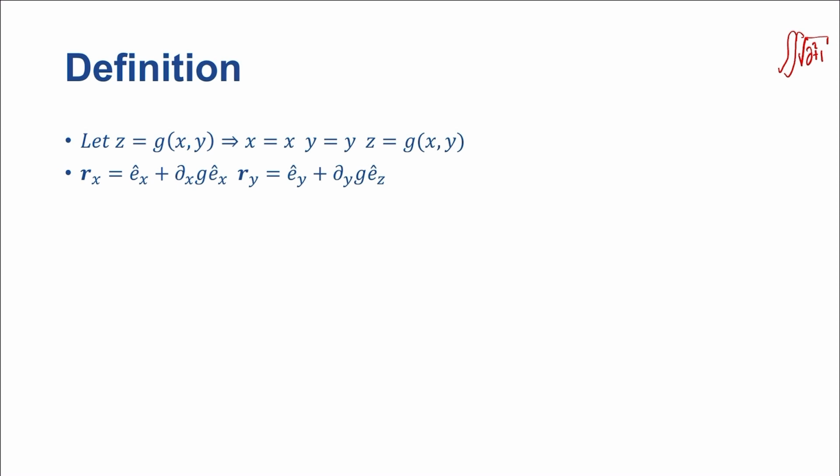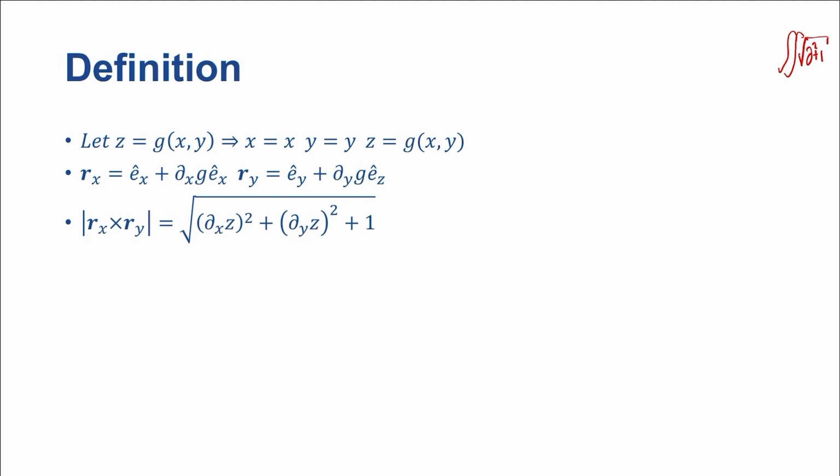Well, if r is defined as the vector function of these parametric equations, then r sub x will be e sub x, so you take the derivative of x, it's 1, plus the partial derivative of g with respect to x times the e sub z basis vector. That should be the z basis vector, not the x basis vector. And then r sub y will be e sub y plus the partial y of g times e sub z. Okay, so now what we want to do is find the cross product of these two vectors and then plug it into a magnitude formula. And what we get is the square root of partial x of z squared plus partial y of z squared plus 1.